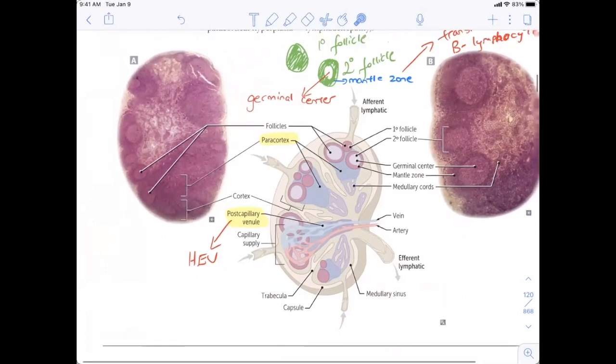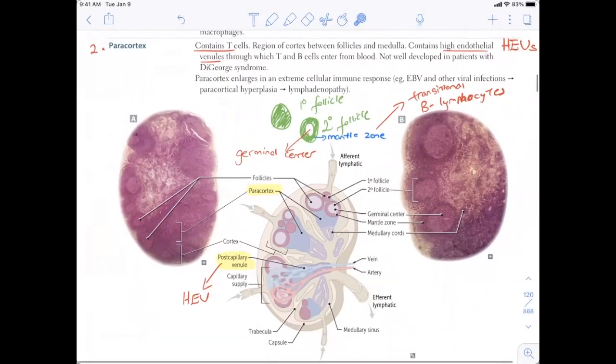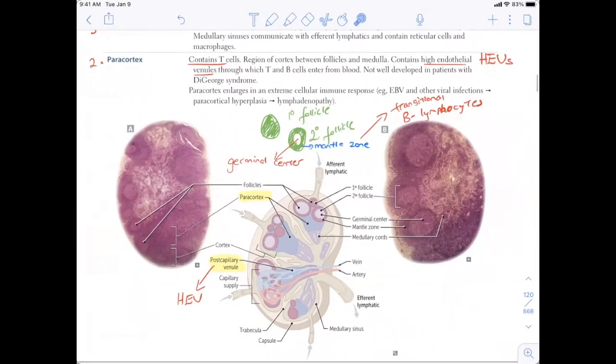And you find them in this zone as well. So what's the role of your high endothelial venules? Okay, first things first, know the structure. They're not flat, they're bulky. But number two, they actually help you bring your B and T cells from the blood.